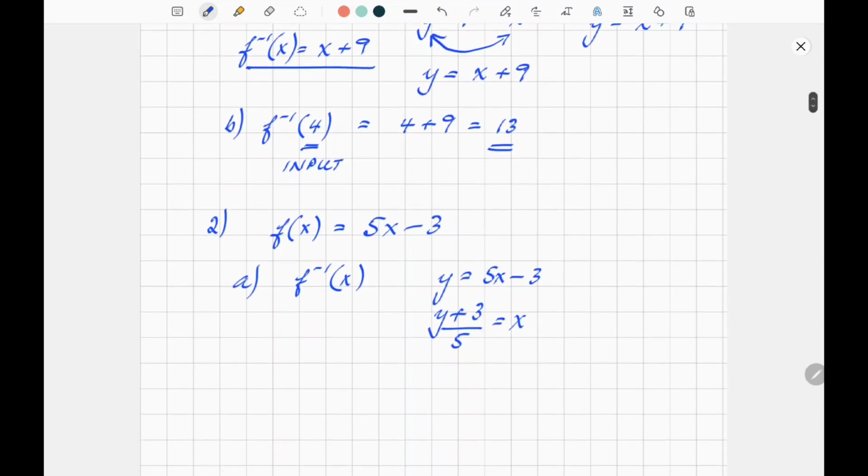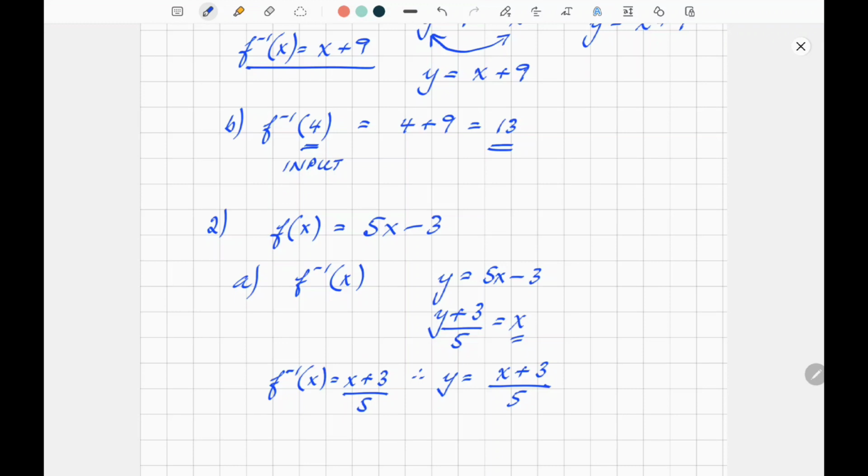And so therefore swapping the x and the y, the x becomes a y, and the y is going to become an x. Therefore the function is actually this. And in your answer, you can write it with the f minus 1 notation. And there we go. Make sense?